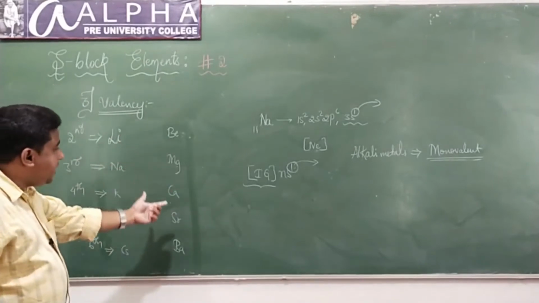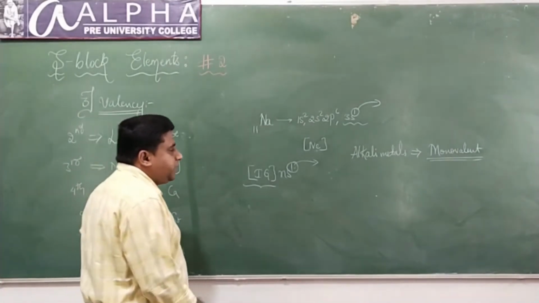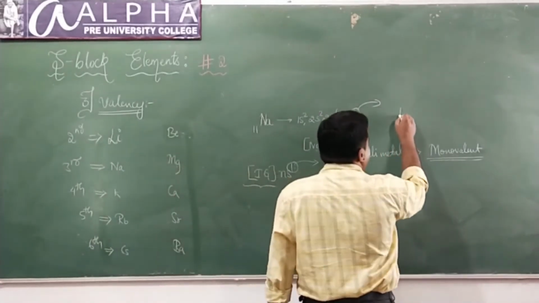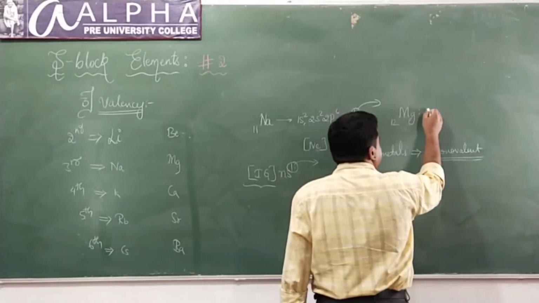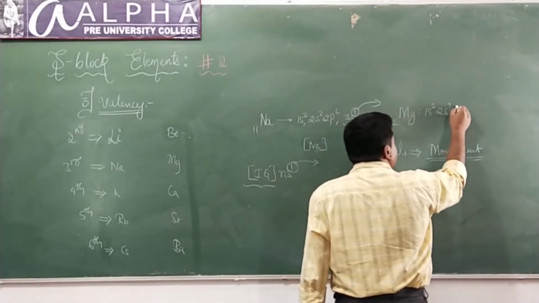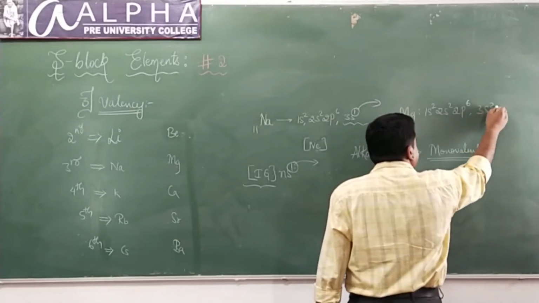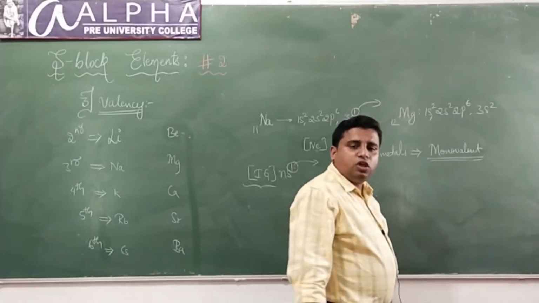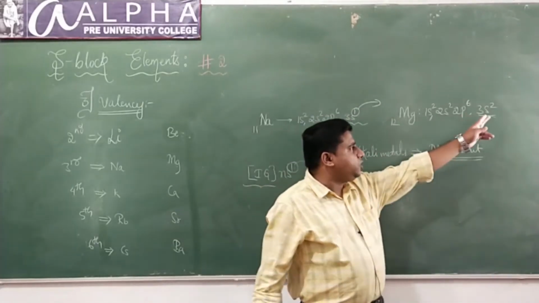What about alkaline earth metals? Consider the electronic configuration of magnesium. What is the atomic number of magnesium? It is 12. What is its electronic configuration? It is 1s2, 2s2, 2p6, 3s2, isn't it? Just observe the outermost shell of magnesium. The outermost shell of magnesium has 2 electrons.